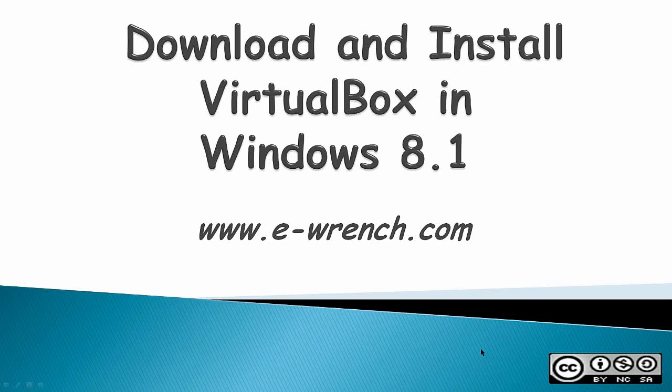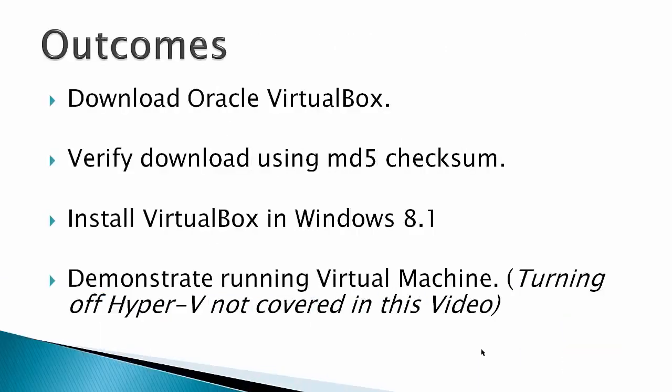Hello, this video is about how to download and install VirtualBox in Windows 8.1. The outcomes for this video would be to download Oracle VirtualBox, verify the download using an MD5 checksum, install VirtualBox in Windows 8.1, and then demonstrate a running virtual machine. Turning off Hyper-V is not covered in this video.